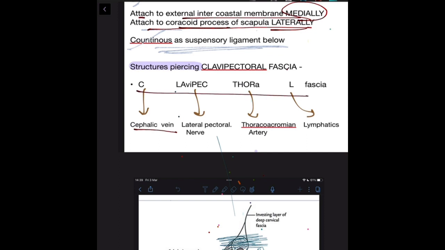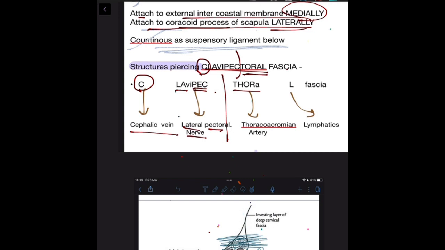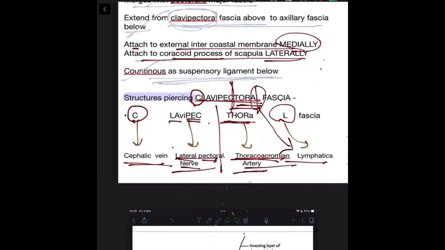This is a mnemonic. You're going to split this word clavipectoral this way: Clavipec, and then the total fascia. So the C stands for cephalic vein. LA stands for lateral. PEC stands for pectoral nerve. And once you split here, THOR stands for thoracoacromial artery, and L stands for lymphatics. So for clavipectoral fascia, you're going to remember the structures piercing, which are cephalic vein, lateral pectoral nerve, thoracoacromial artery, and lymphatics. So this is about clavipectoral fascia.